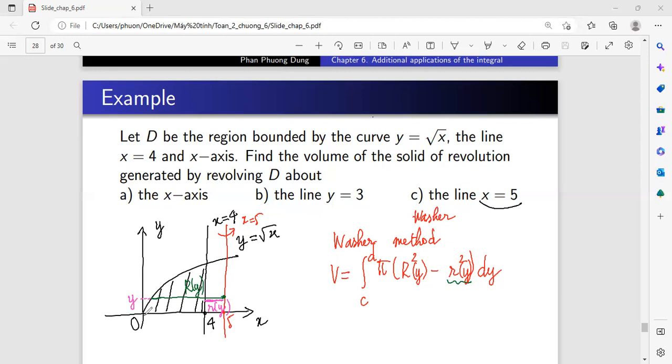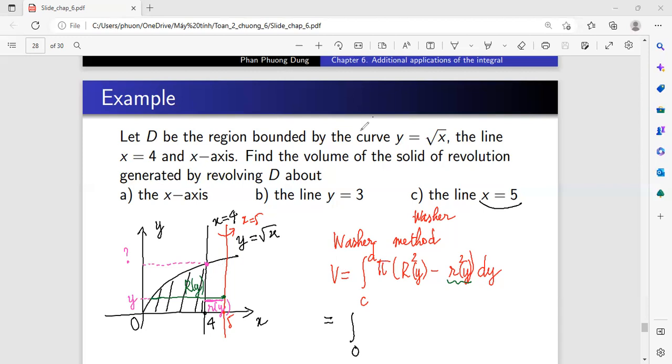On the closed interval from c to d. Where are c and d? You need to find d by finding the height of this point. What is the height of this point? Now we will define c, d, the outer radius of revolution and the inner radius of revolution to have a definite integral to find the volume of the solid. c here is 0, of course. And to define d, we need to find the height of this point.